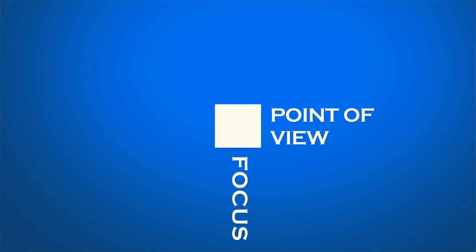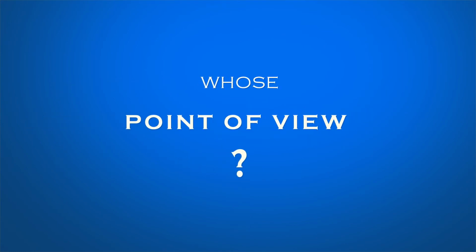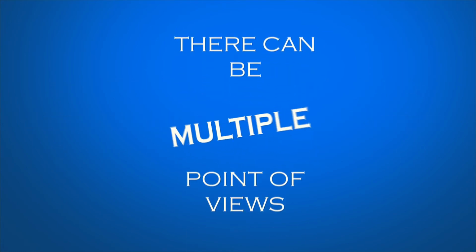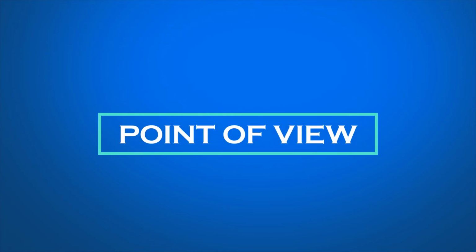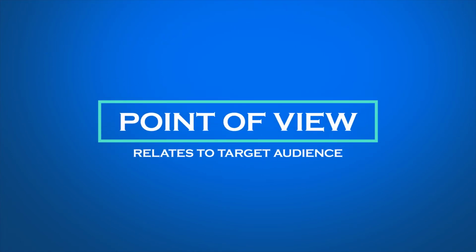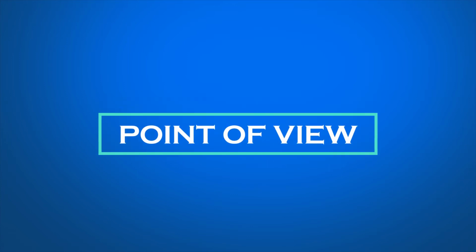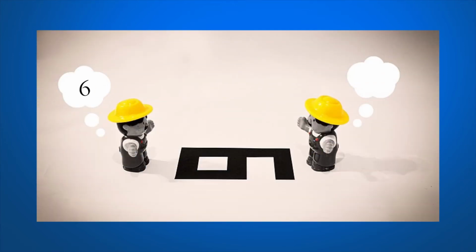Second is point of view. From whose point of view is the film told? There can be multiple points of view in the film. So in order to know the point of view, we have to be specific about the target audience. Point of view relates to target audience. Who are we making the film for? Our target audience will grasp the film best through which point of view?